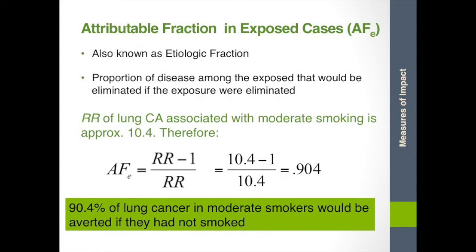For example, if we obtain a risk ratio of lung cancer of 10.4 associated with moderate smoking, we can calculate the attributable fraction using the formula here and conclude that 90.4% of lung cancer in people exposed to moderate smoking would be averted if they had not smoked.